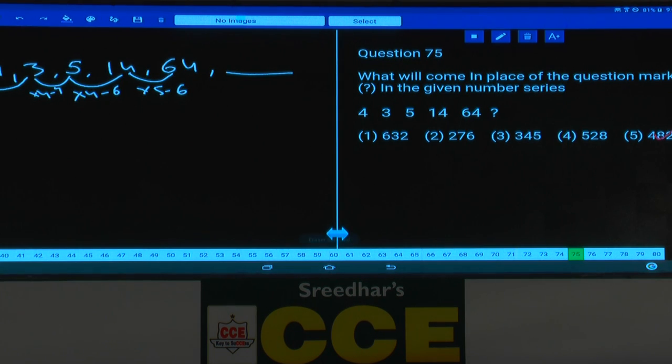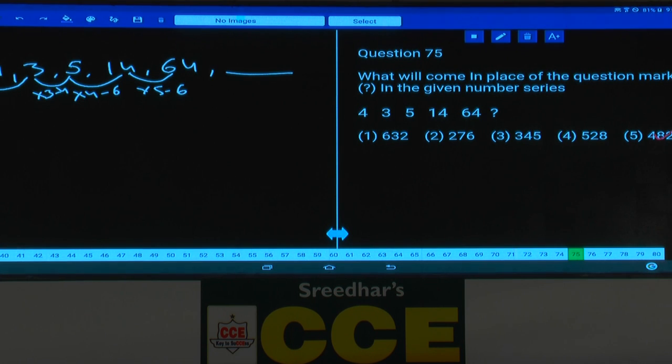Okay? Now this must be into 5, into 4, and the next one into 3. This must be into 2. Now this is into 3, 3 into 3, 9. 9 minus how much? 9 minus 4. Now this is 4 into 2, 8. 8 minus how much? 8 minus 5.